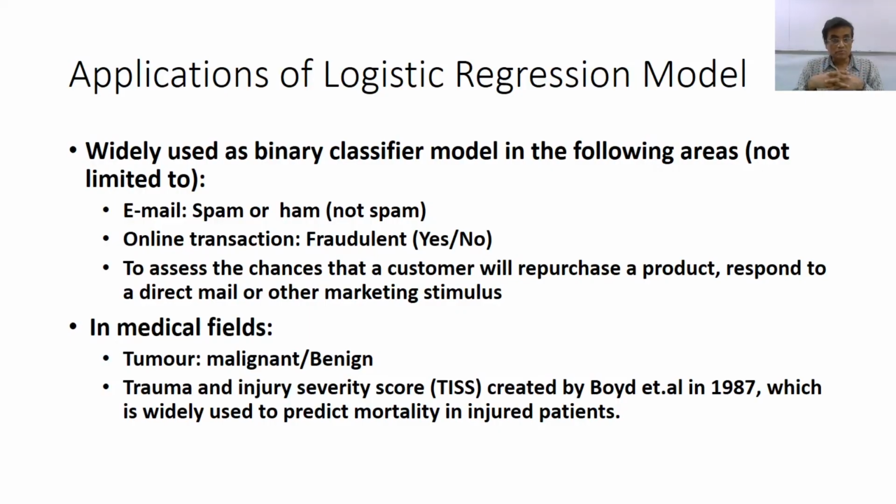Also, there is a very important score called the Trauma and Injury Severity Score, TRISS, which was created by Boyd and others in 1987. It is a benchmark used for predicting mortality for an injured patient. So logistic regression can help you tell whether an injured patient will survive or not.